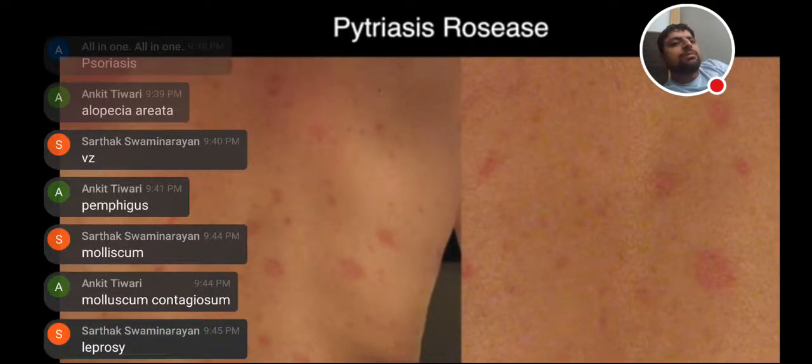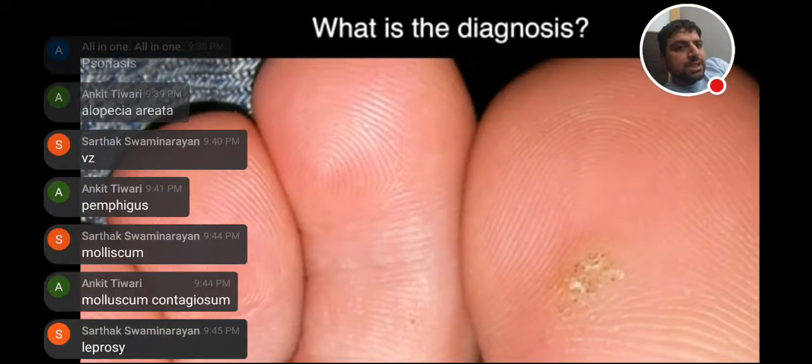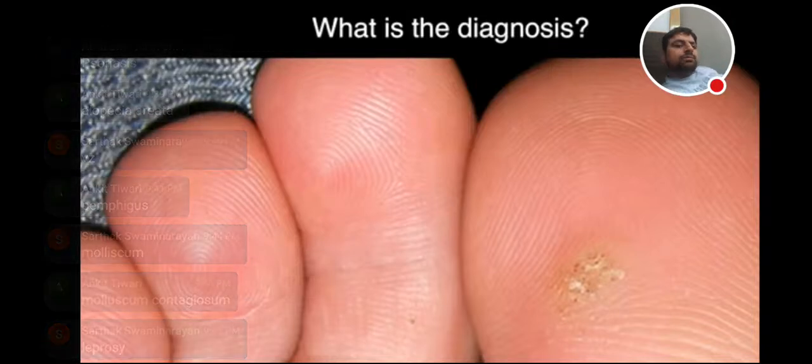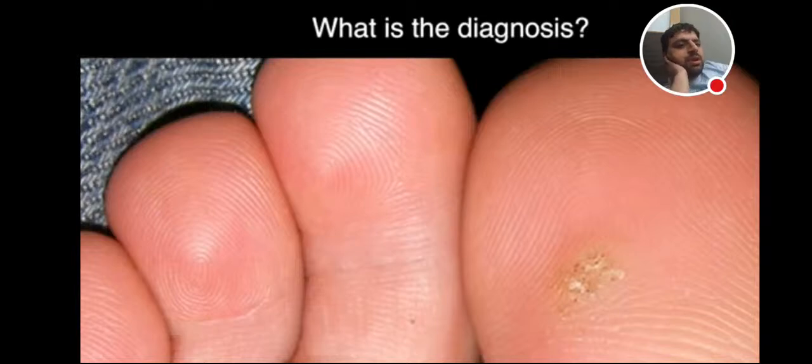This is a case of pityriasis rosea, not leprosy. And what is this? This image shows what? This shows what? This one. What is it?